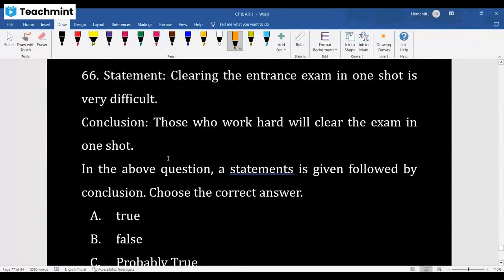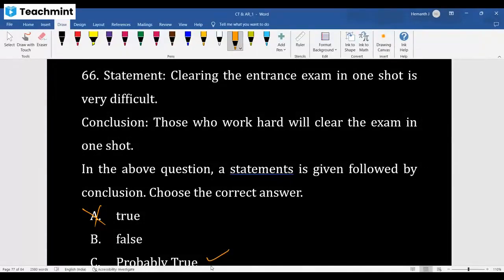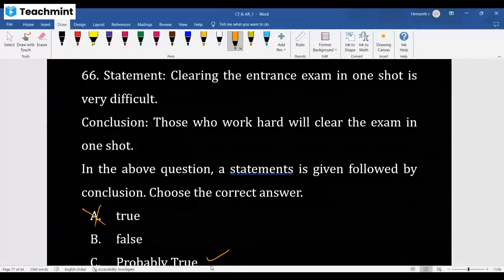Clearing the entrance exam in one shot is very difficult. Those who work hard will clear the exam in one shot. Very difficult conveys that okay, working hard, maybe. I don't say true, probably true. Probably means maybe true. So if you want to do it in one shot, you need to work hard. That's not definitely true. Maybe a chance. Yes, from the statement we can say may be true.